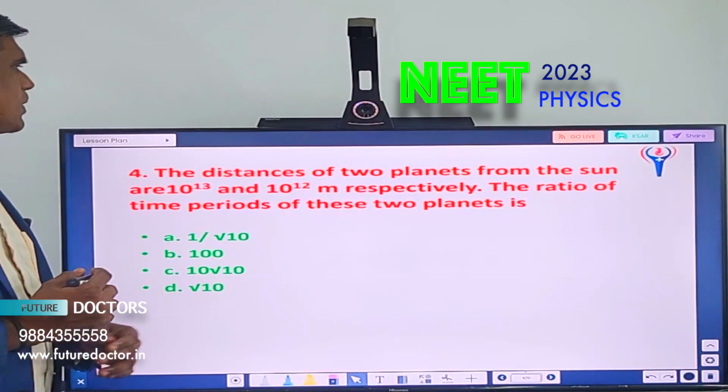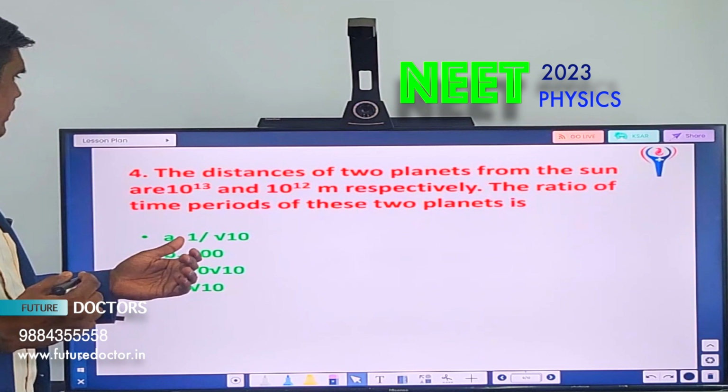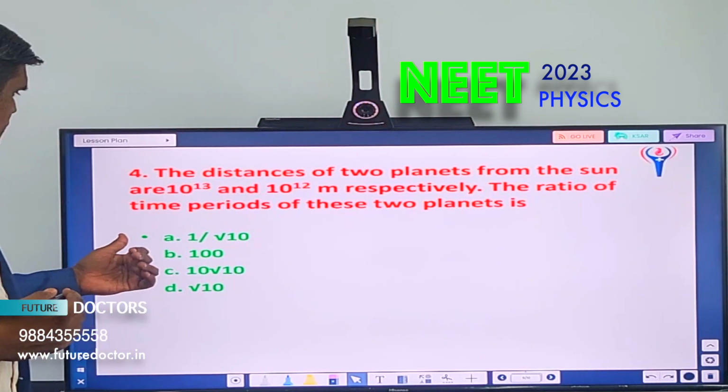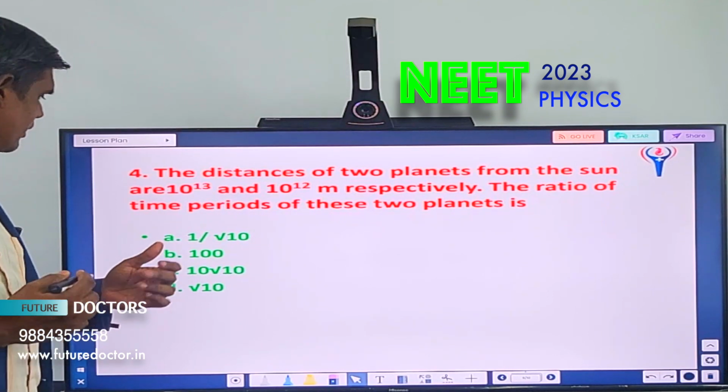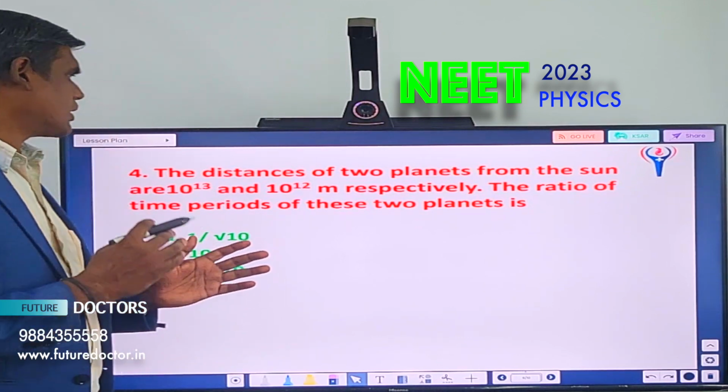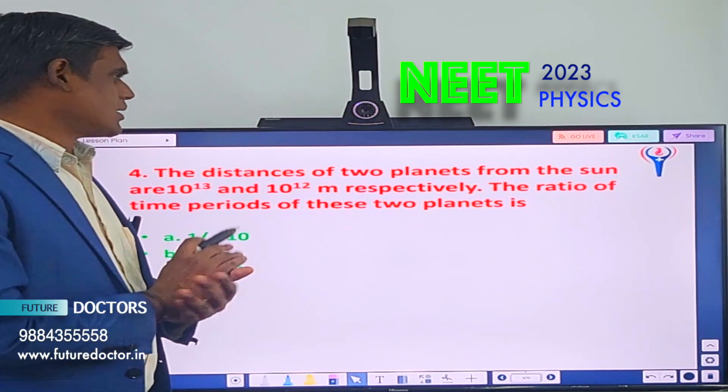The distances of two planets from the Sun are 10 power 13 and 10 power 12 meter. The ratio of time periods of these two planets is dash. A option 1 by root 10. B option 100. C option 10 into root 10. D option root 10. Here also you should know the relation between the distance and the time period.